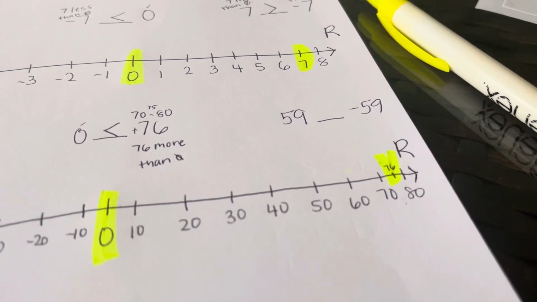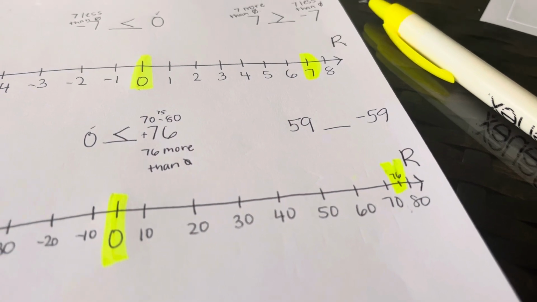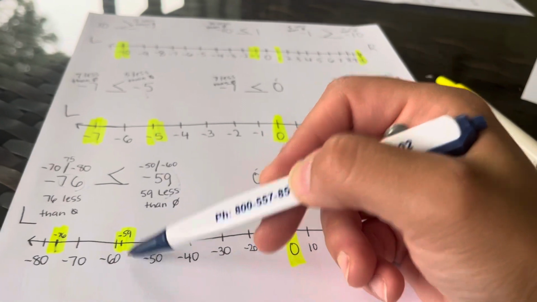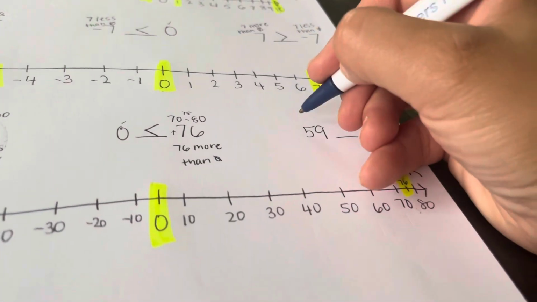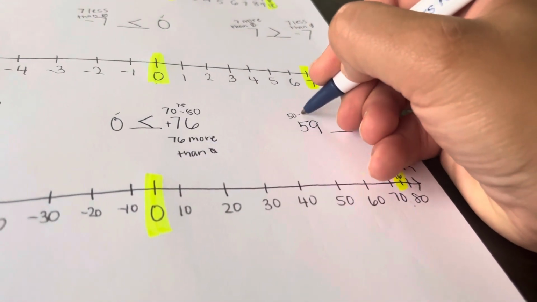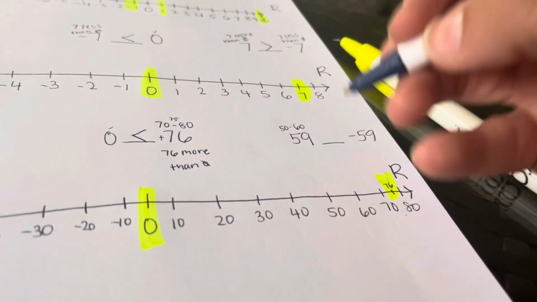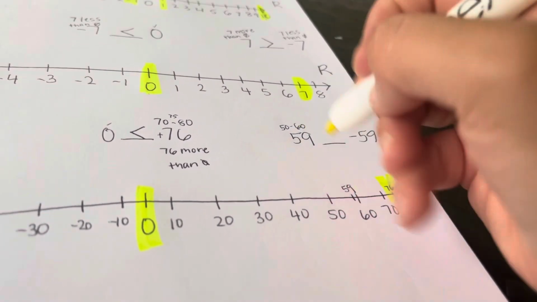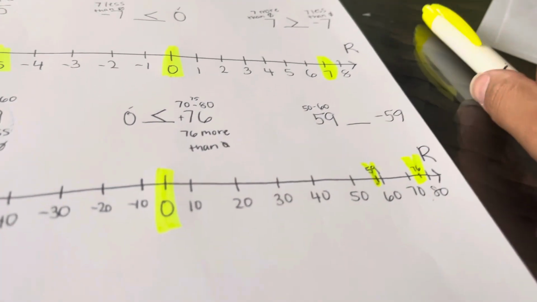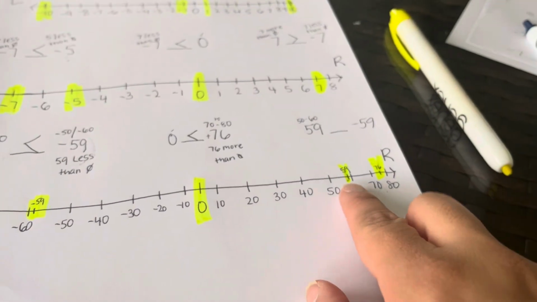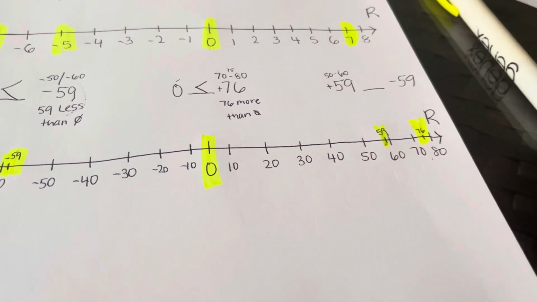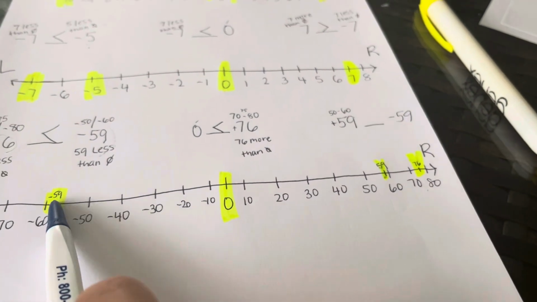The last one wants us to compare 59 and negative 59. Negative 59 I already have, so I'm just going to keep it. And then regular 59 is still between 50 and 60, but it is closer to 60. So I'm going to put it roughly here. Probably not perfect, but good enough. So here's regular 59, positive 59, because if there's no symbol, it's a positive number, and negative 59, which is way over here.